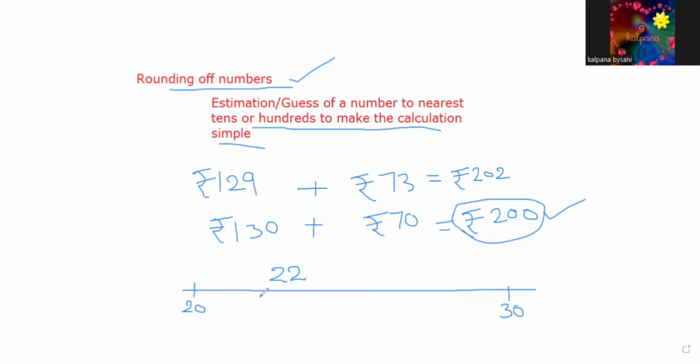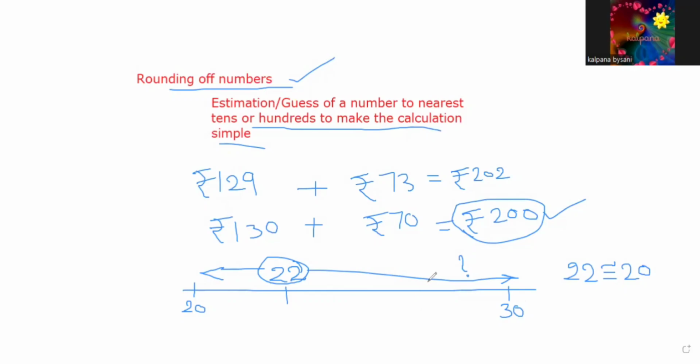Hope you all are understanding. Now tell me, 22 is closer to 20 or 30? Think. Yes, you all are correct. 22 is closer to 20. So the 22 to nearest 10 is 20.